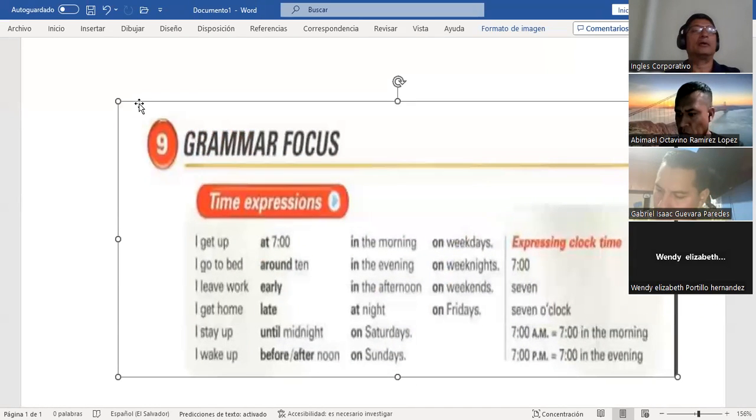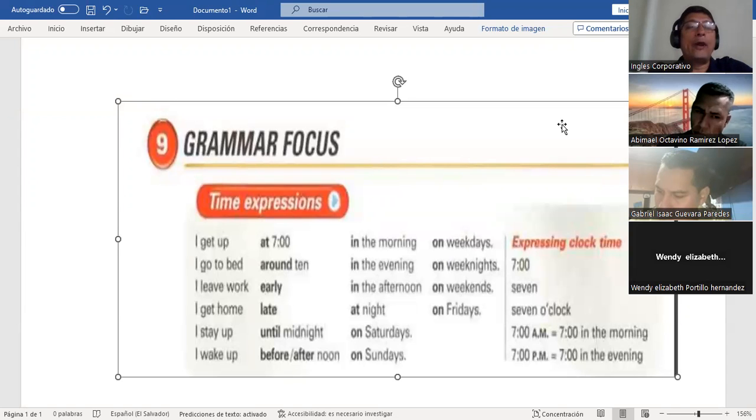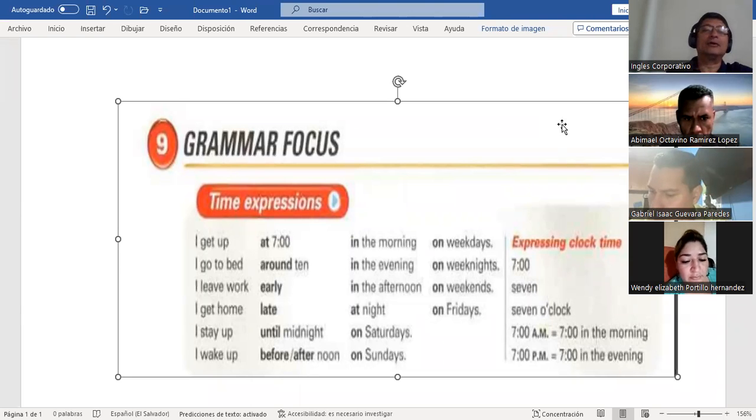Okay, this is grammar. We're gonna talk about time expressions. And what are the time expressions? The time expressions are the ones that say when we do things, okay? We have different times during the day: the morning, the afternoon, the evening, and the night. When we talk about the time when we do an activity, let's take a look at the first one. It says, I get up at 7 in the morning.